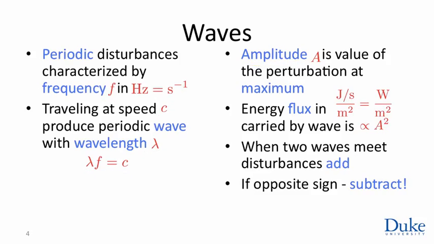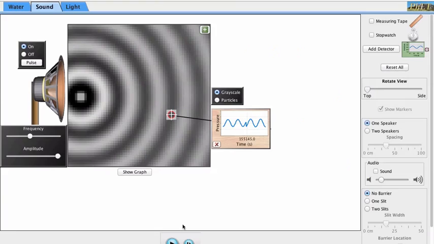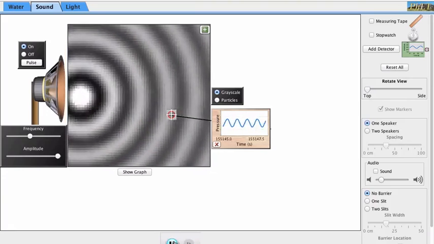Now, what happens when 2 waves meet is a very important property of waves. Let's look at it in a demo and then we'll talk about it. In this demo, we have a loudspeaker. The loudspeaker will be creating a periodic wave, and we see the wave fronts are shown in this picture.